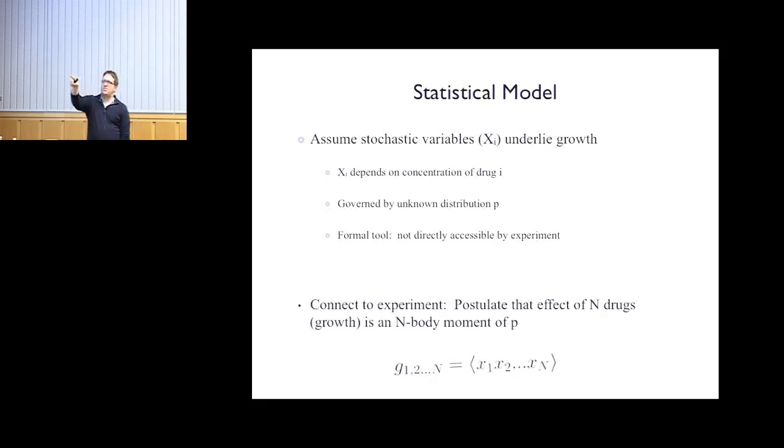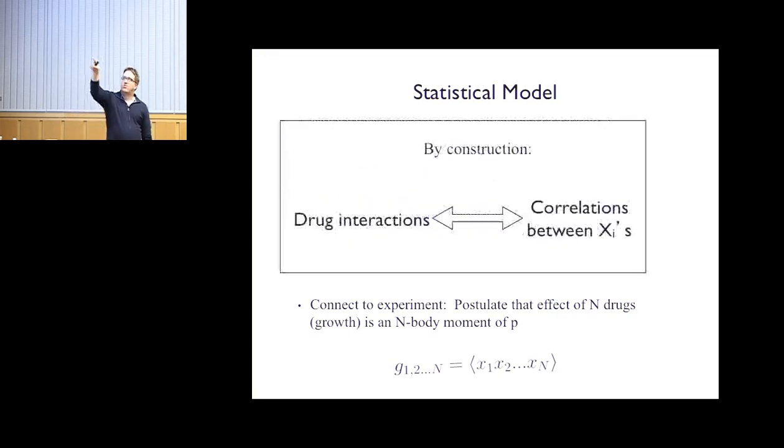We can connect it to experiment by postulating that the effects of an n-drug combination, the growth in the presence of n drugs, is an n-body moment of this unknown probability distribution. So what we're doing here is, by construction, drug interactions are associated with correlations between random variables. So we've set up a statistical framework where our measured drug interactions correspond to correlations between random variables. We don't know what those variables are, and we don't necessarily care. But now within this framework, we can try to estimate other moments.